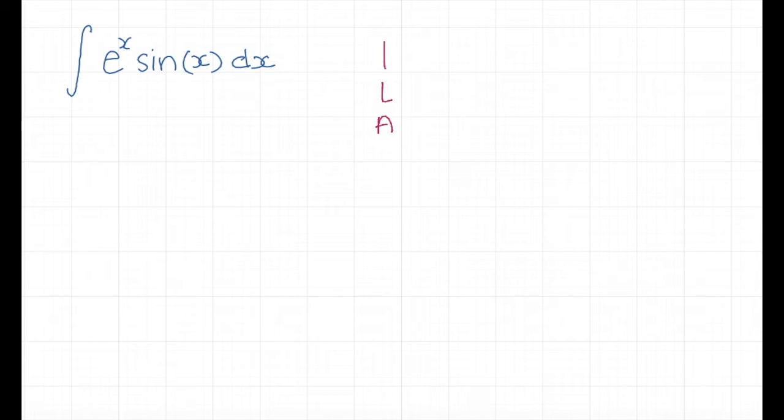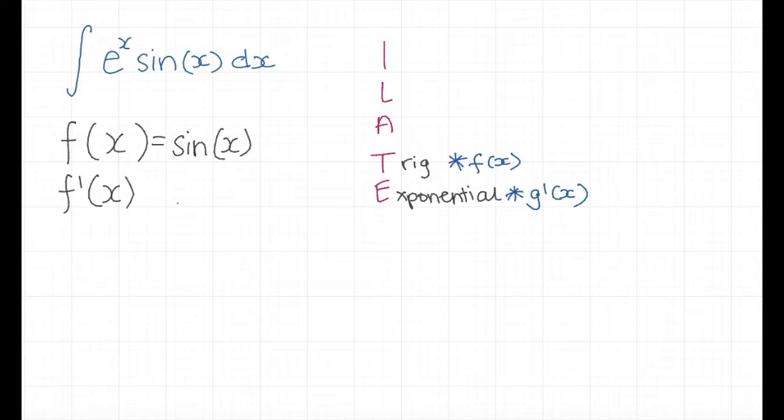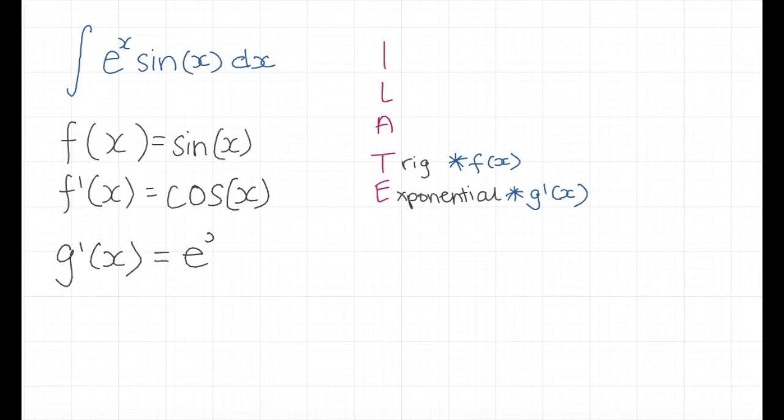Recall our ILATE rule. We see that here we have a trigonometric function and an exponential function, and since T comes before E in our acronym, sine of x is our f of x, and e to the power of x is our g prime of x. If f of x is sine of x, then f prime of x is cos of x. Similarly, g prime of x is e to the power of x, and we know that its antiderivative is also e to the power of x.